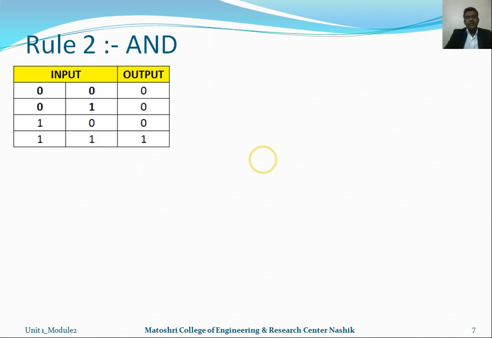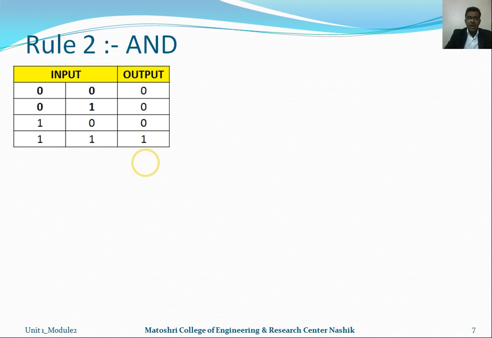Now let's move to the second rule, that is the AND rules. For understanding the AND rules, we must know the AND logic gate truth table. Here it is clearly shown that if any one input of the AND logic gate is 0, then it produces the output as 0. It produces the output as high, or 1, only when both or all inputs are 1. Otherwise it produces a low logic output.